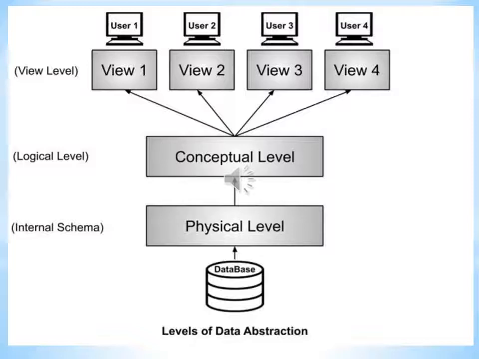And the view level, also called the external schema, is the highest level of data abstraction. This level describes the user interactions with a database system. In the logical level, simple structures are used, but still complexity remains because in a large database various types of information are stored.